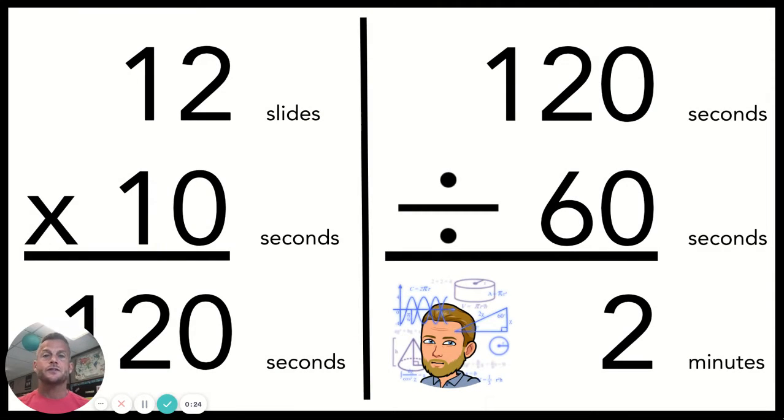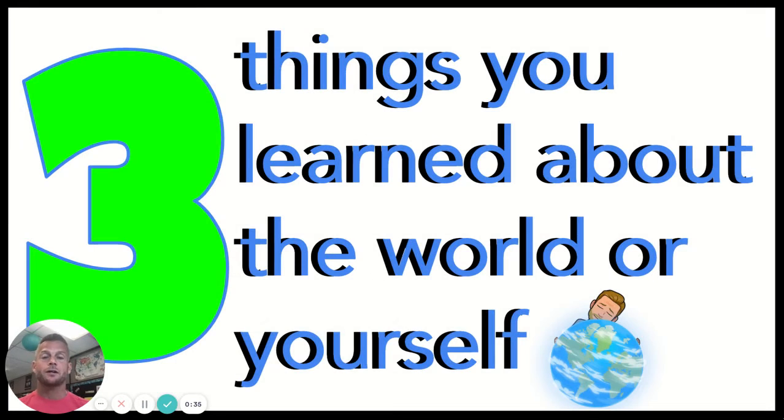There are 12 slides in a Spark Talk. Each one lasts on the screen for 10 seconds. That's 120 seconds. If you divide it by 60 seconds, which is in a minute, you're left with a 2-minute presentation in all.